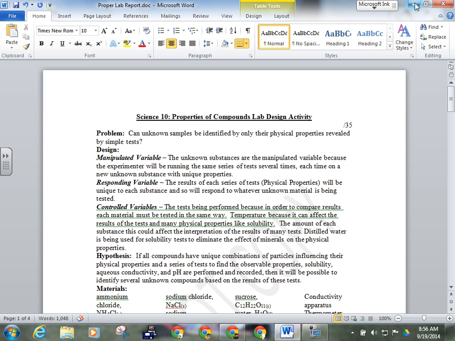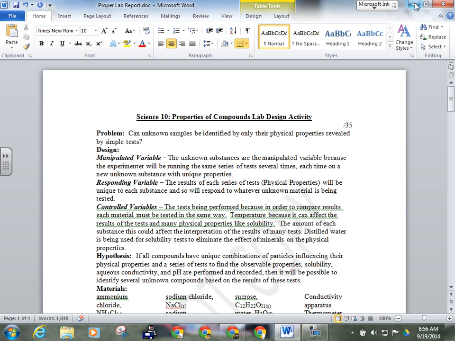All right, now, we didn't actively control the temperature, but climate is controlled within the school to within a few degrees, and so that's good enough. All right, and the amount of each substance, as this could affect the interpretation of the results of many tests. Okay, distilled water was being used for solubility tests to eliminate the effect of minerals on the physical properties. So I actually listed 4. Okay. Questions on the variables?